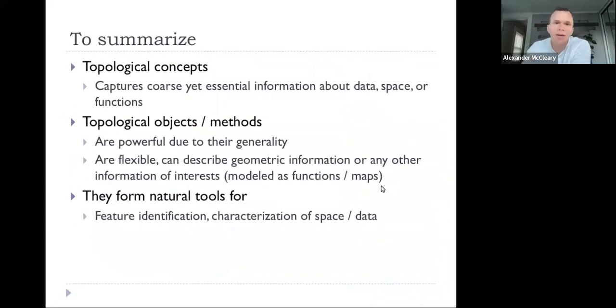Okay, so to summarize, topology can reduce complicated geometric problems down to their very essence. It takes a complicated problem and can simplify it greatly. These topological methods are very powerful and very general, and they can be applied to all sorts of different problems. Examples include feature identification and characterization of shapes.